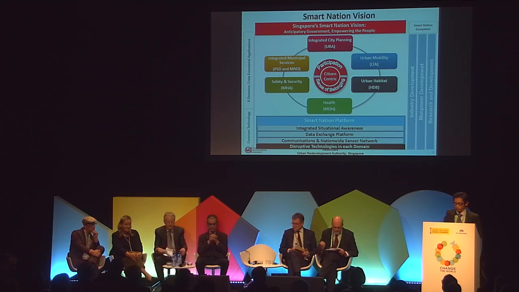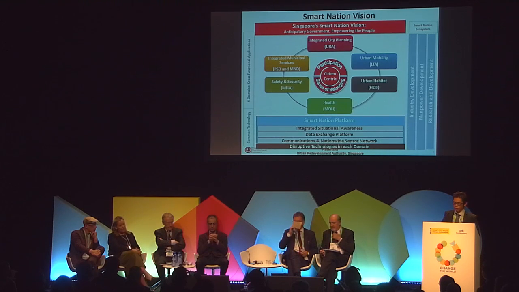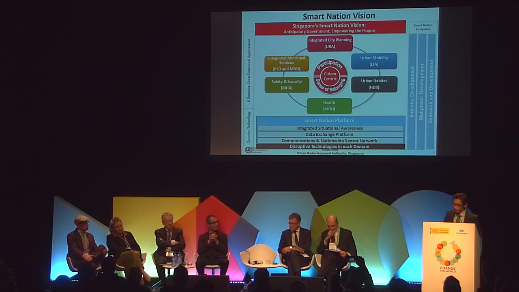Singapore has a Smart Nation vision as well. It's citizen-centric, with major stakeholders looking into different aspects of the citizens' well-being. URA takes care of city planning, while the Land Transport Authority takes care of urban mobility, the Housing Development Board takes care of urban habitat, and so on and so forth. This vision is supported by the Smart Nation platform, which comprises a data exchange platform and a nationwide sensor network. And on the vertical, we are in touch with industry, research institutes and universities, so as to keep abreast of the latest developments and projects.